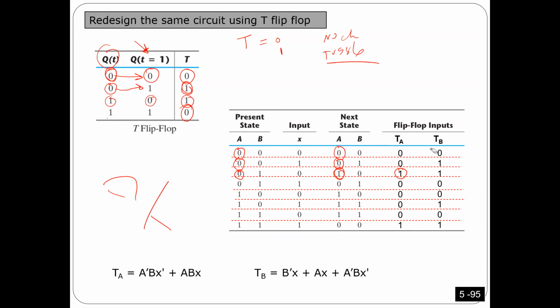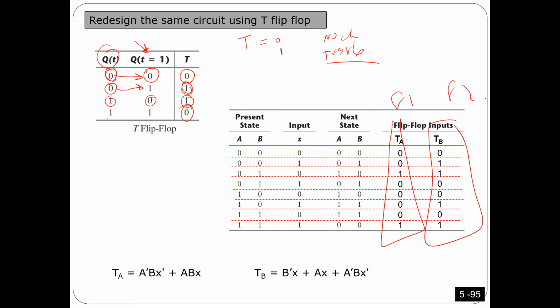Once you have this, you have function 1, you have function 2, you have 3 inputs here. So you can use K-maps to do the simplification. Once I do it, I'm going to get the input of registers A and B. Any questions?